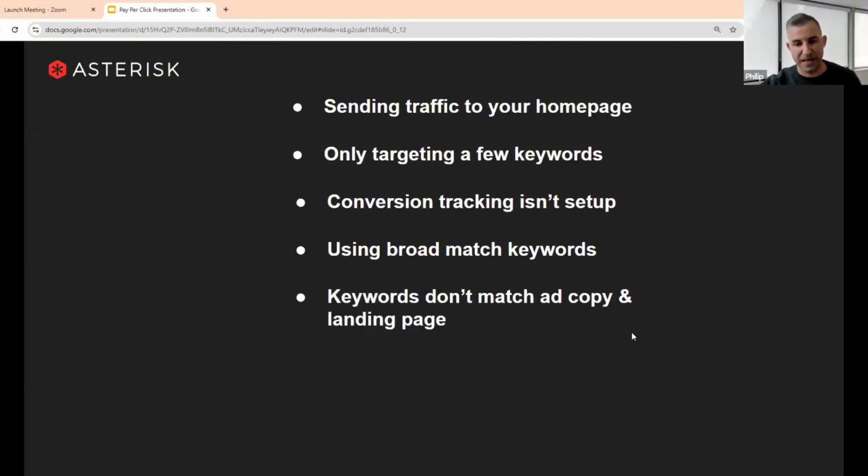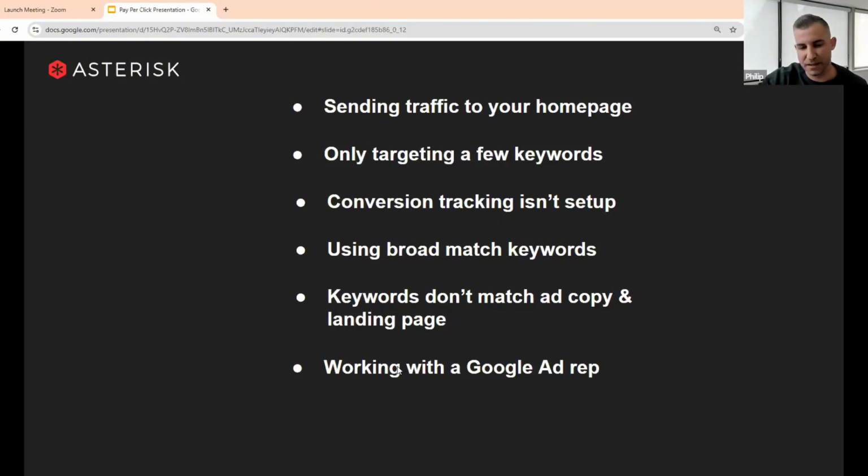Keywords don't match the ad copy and the landing page. So you have to think as a consumer would. If I'm looking up acreage in Fort Worth, the ad copy has to talk to me about that, and then the landing page has to fulfill what the ad promised.